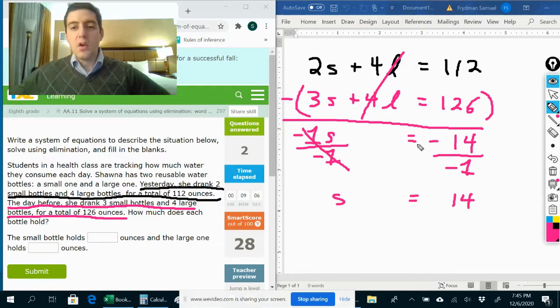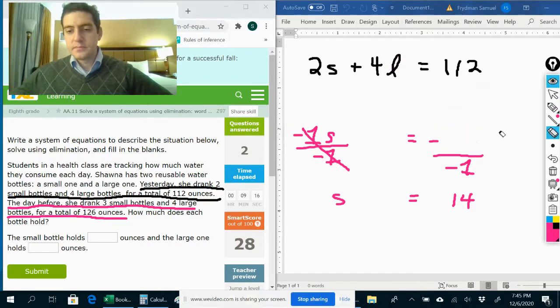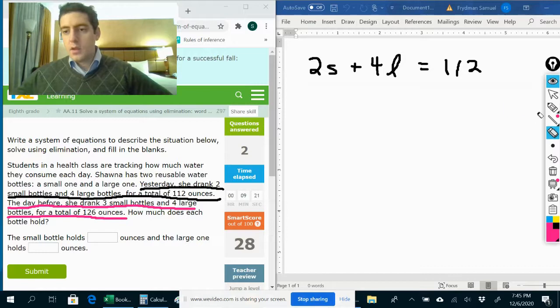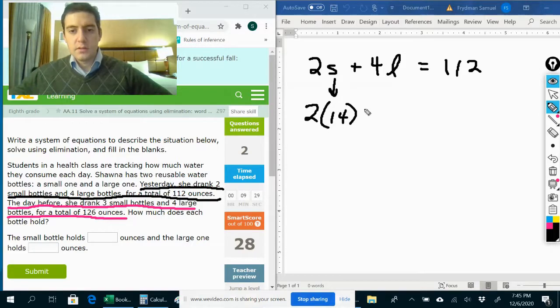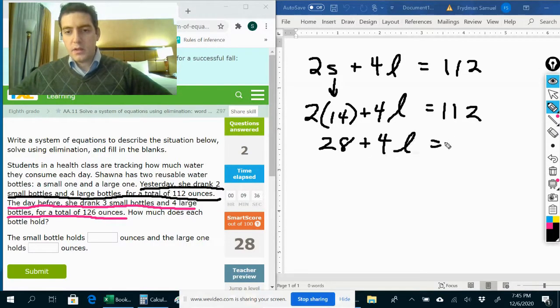To figure out how much a large bottle can hold, we'll just plug the 14 into either one of these equations, it doesn't matter, and solve for L. I'll just plug it into the top equation again. It was 14, right? So the S was 14. Everything else stays the same. Okay, 2 times 14 is 28, plus 4L equals 112. Let's subtract 28 from both sides.